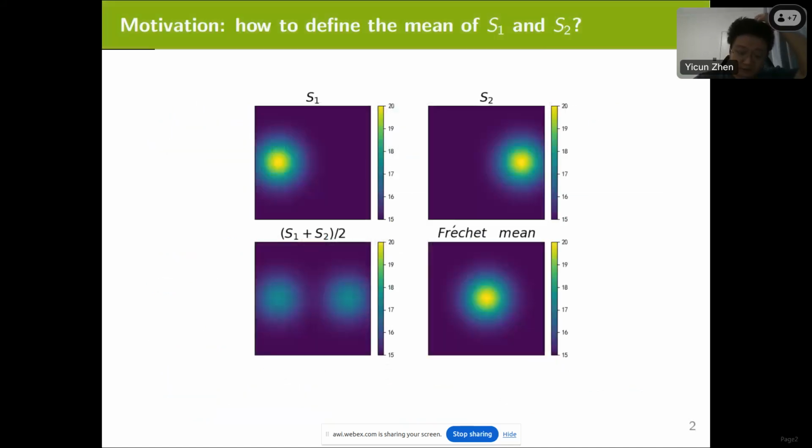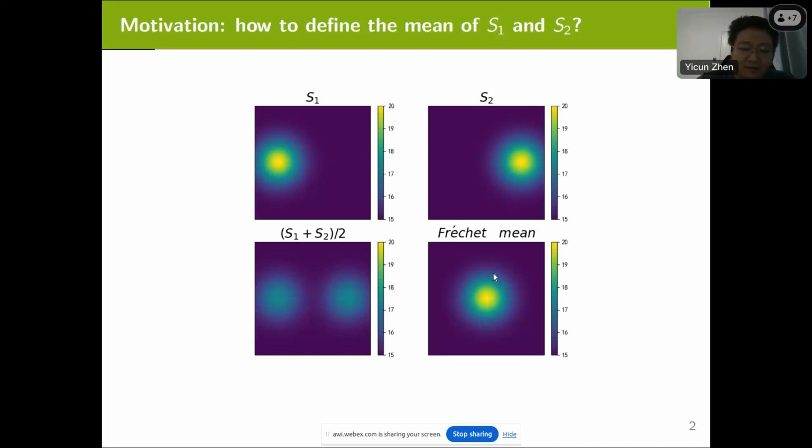Okay, so now let's look at our motivation for this. Suppose we have two state estimates S1 and S2, and how do we define the mean of them? In our linear algorithms, for example, EnKF or whatever, we define the mean simply by (S1 + S2) / 2. So this is the arithmetic mean. But as you can see, this usual ensemble mean is not so good because it destroys the feature. The original state has an obvious feature, which is a bright spot, but the arithmetic mean consists of two spots. So basically this destroys the physical feature.